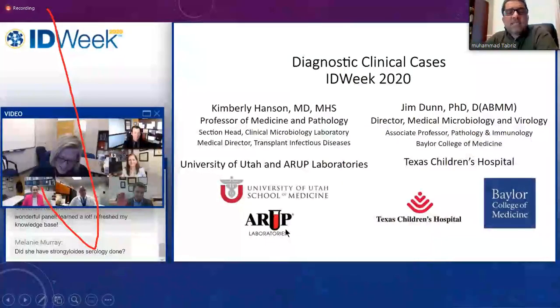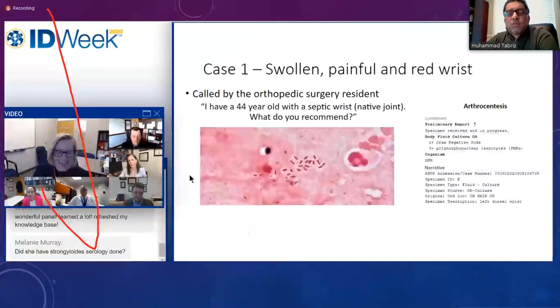So this case, I recently attended ID Week. The next several slides are from this ID Week case. Again, I'm going to go a little fast. This is just to have fun and see how ID is so interesting and stimulating. So this patient was presented. This patient came with a septic wrist joint.